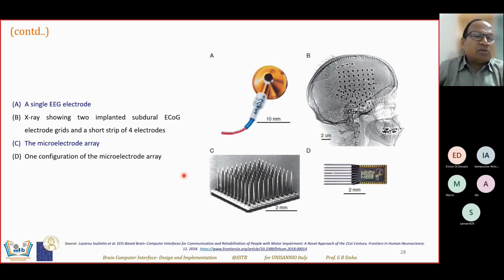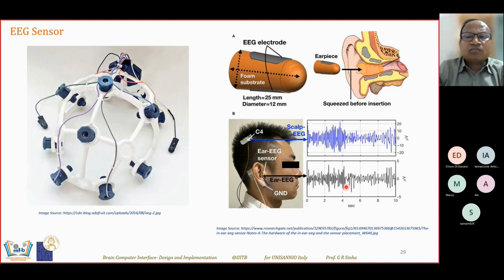I think this picture already came in the previous slide, an example of a single electrode and X-ray of ECoG, microelectrode, and there is one more configuration of microelectrode having very small dimensions. There are other different types; these are only the EEG sensors. Look at the first diagram. There are different types of cap designs which the subjects have to wear. And here you can connect your electrode.